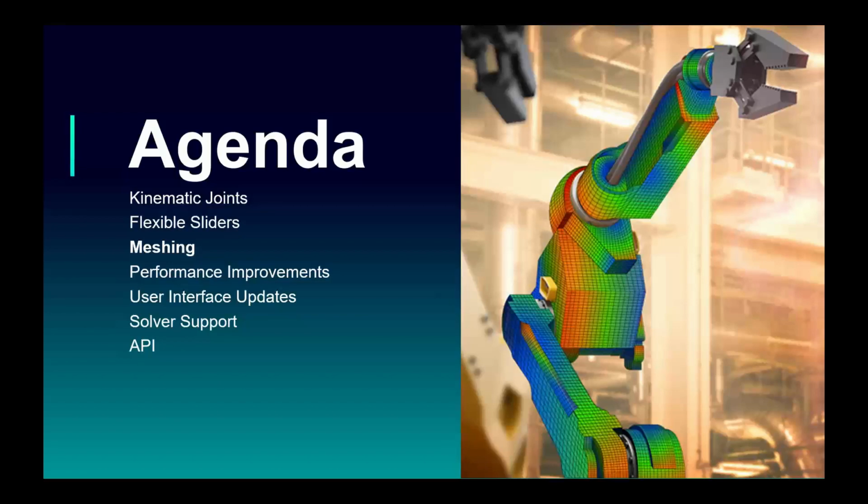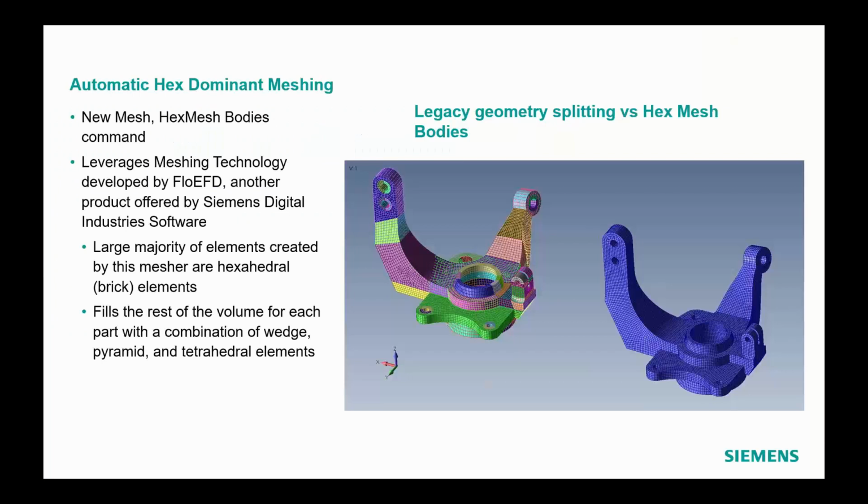Okay, so here's the part of the webinar that I've been wanting to dive into from the very beginning. This is my favorite part of the 2022.1 updates. The update that I'm most excited about is this new hex dominant meshing capability. So previously within Femap, if you needed to solid mesh something that's really chunky and that wasn't great to be represented by a plate mesh, you'd have to slice it up and then sweep the mesh through those different sliced up sections.